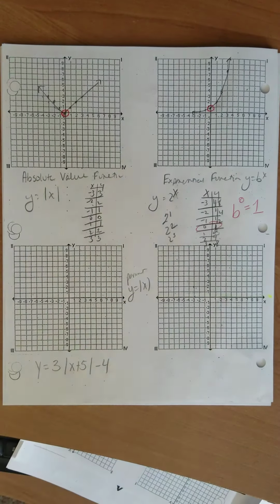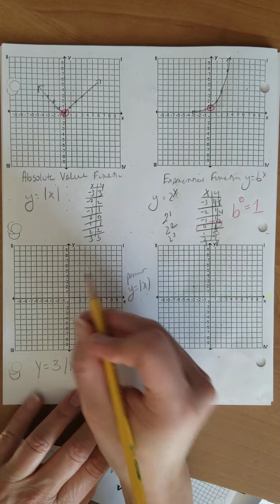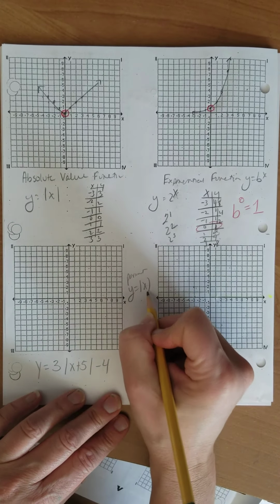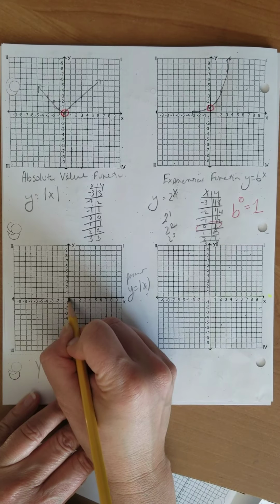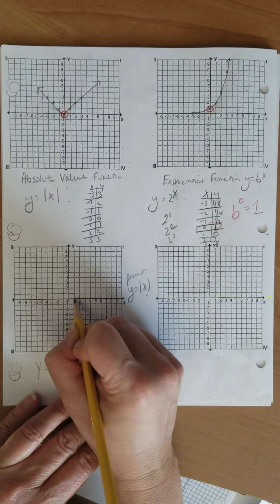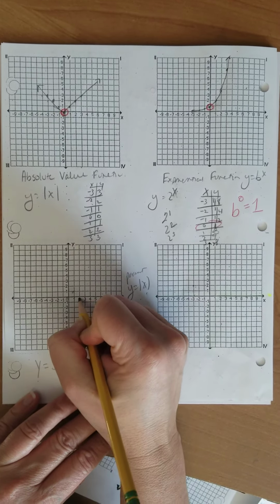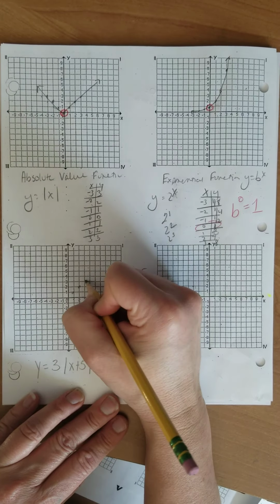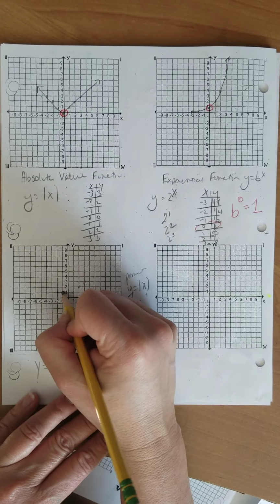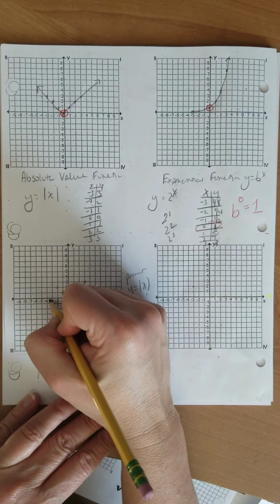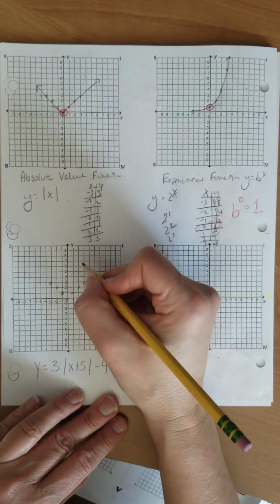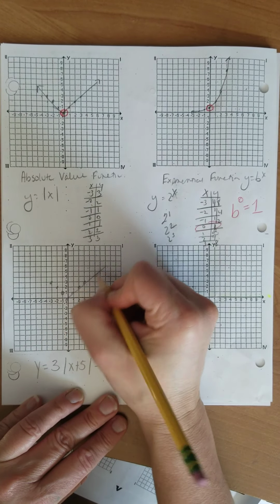If you don't want to make a table, you actually don't have to, because you know the absolute value of x. When x is 0, isn't your y 0? What's the absolute value of an x of 1? 1. Absolute value of x of 2? 2. Absolute value of x of 3? 3. Absolute value of negative 1? 1. Negative 2? 2. Negative 3? 3. That's exactly what I had before, you guys. There's my graph.